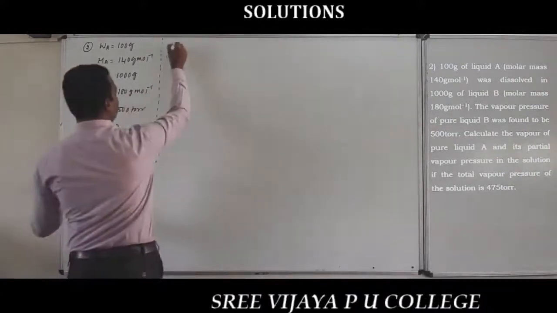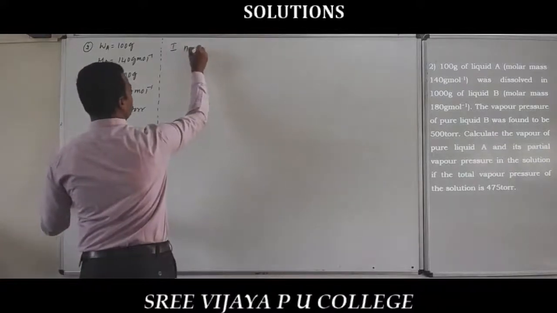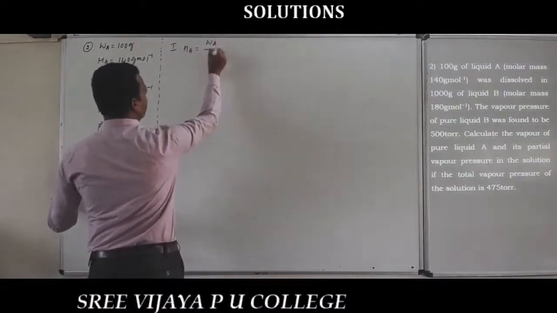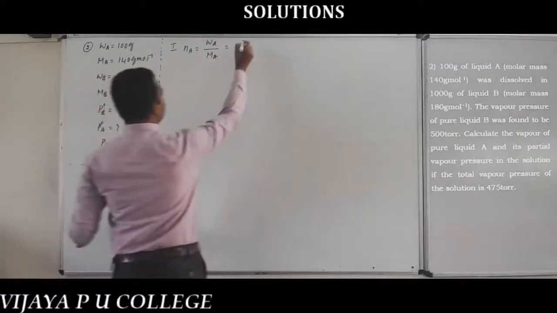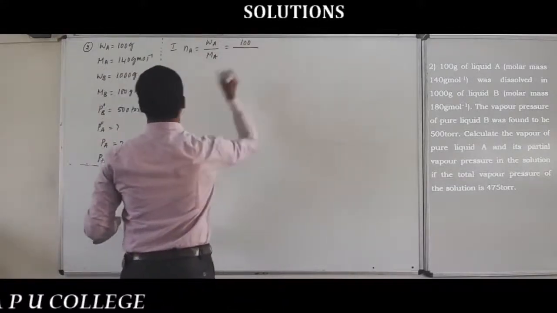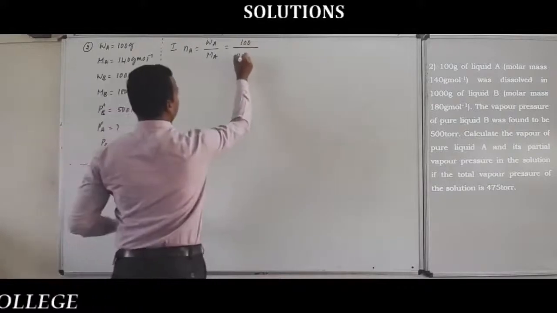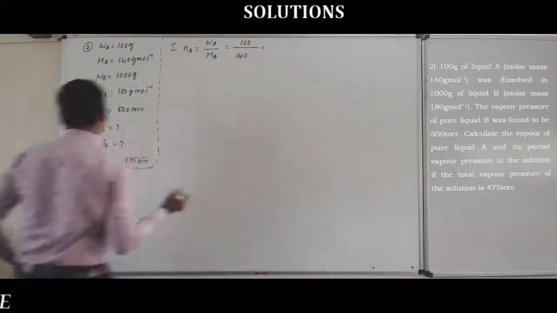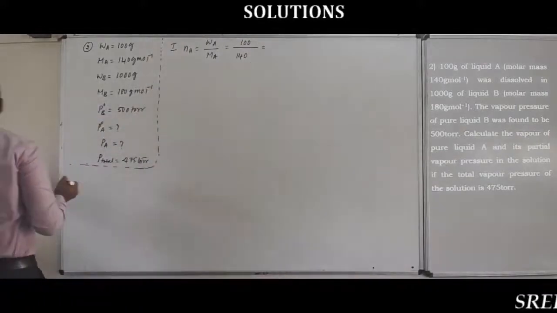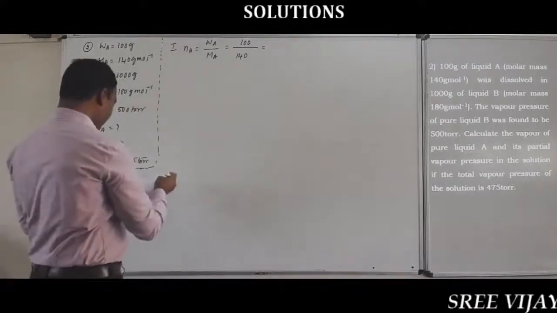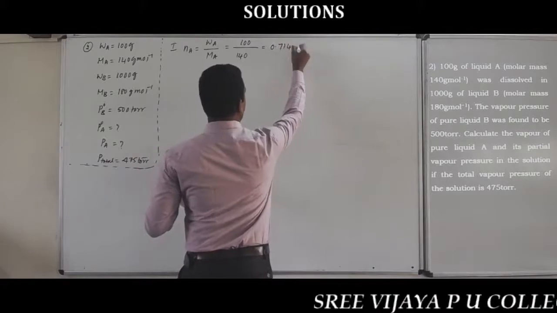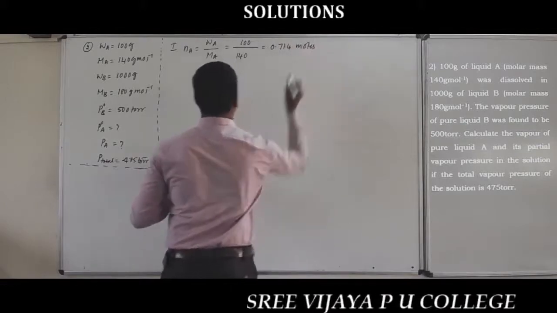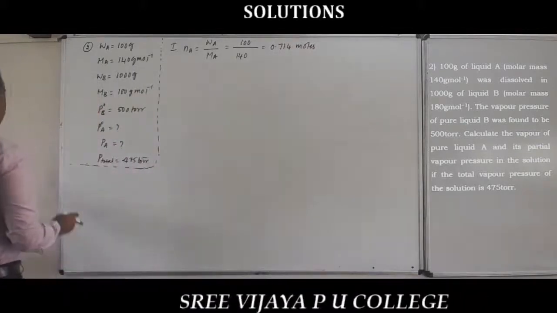So in the first step, we have to calculate the number of moles of component A, which is equal to mass of component A divided by molecular mass of component A. What's the mass of component A? That is 100 gram divided by molar mass 140 gram per mole. So 100 divided by 140 is nothing but 0.714 moles. That is the number of moles of component A.